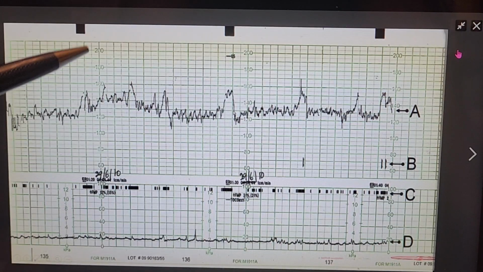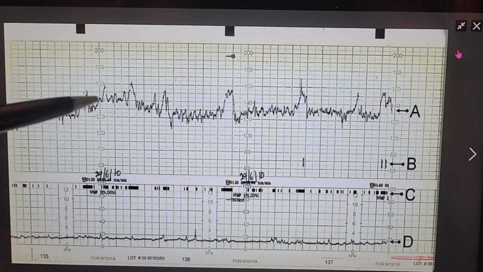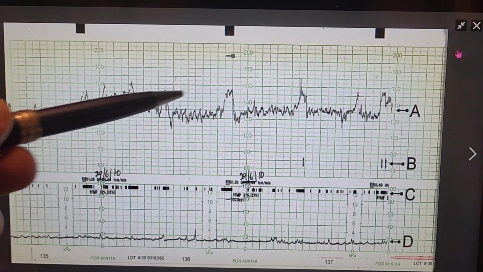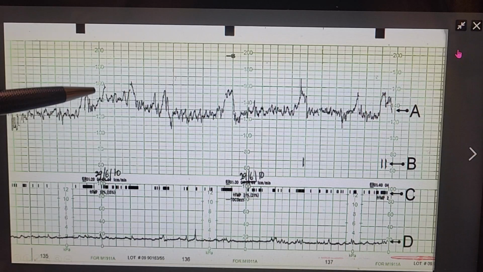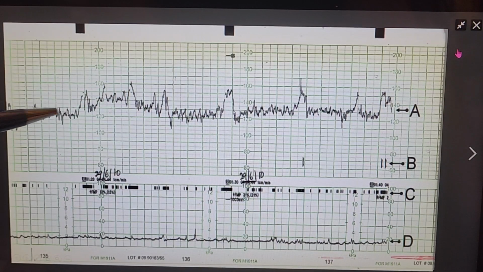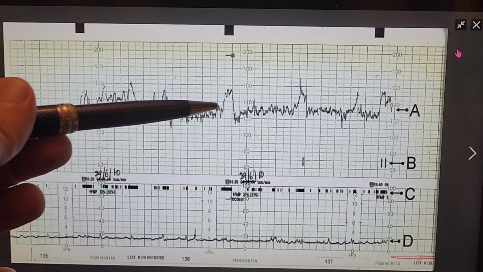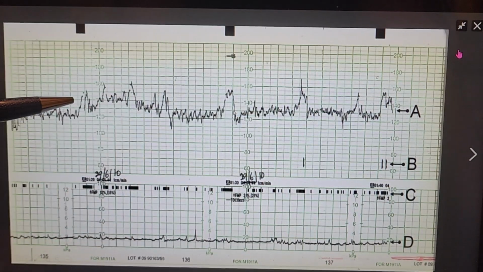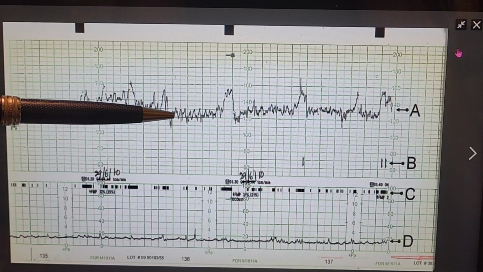To interpret the CTG, we have to comment first of all on the baseline fetal heart rate. The normal baseline is 120 to 160, and as you can see here, there is beat to beat variability. If you take the majority of the line, it is between 120 and 140, so we can say the fetal heart rate baseline is around 130.